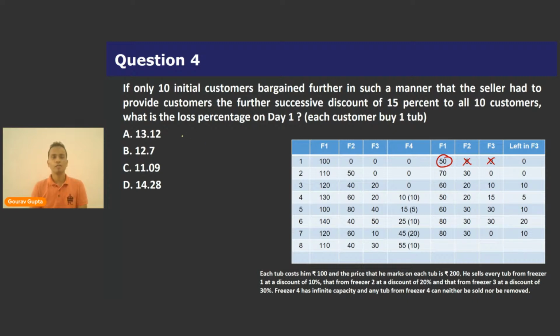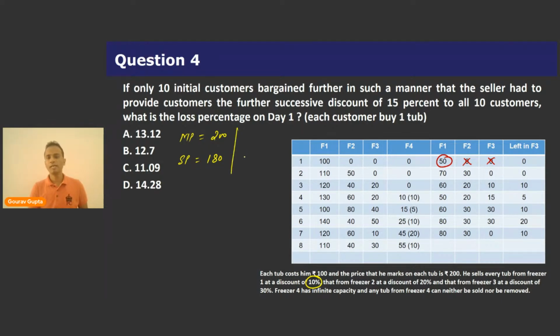Now, first of all, let's talk about the mark price. The mark price is 200. Now, any ice cream that is sold from freezer number 1, we have a discount of 20%, right? So we have a discount of 20 rupees. So the selling price of any of the tubs that is sold from freezer number 1 should be 180.